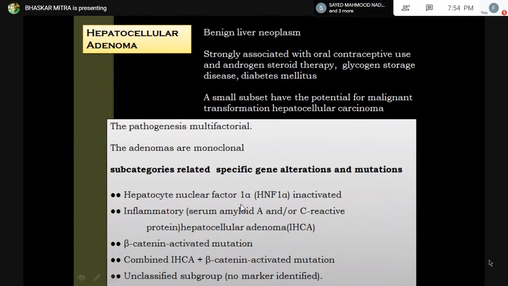First is hepatocyte nuclear factor 1 alpha inactivated hepatocellular adenoma. Next is the inflammatory hepatocellular adenoma, where there is abnormality in serum amyloid A and C-reactive protein. There may be beta catenin activating mutations causing hepatocellular adenomas, which is one of the most important groups. There may be a combination of inflammatory hepatocellular adenomas along with beta catenin activating mutation. There may also be an unclassified group which doesn't follow a specific genetic alteration or mutation.